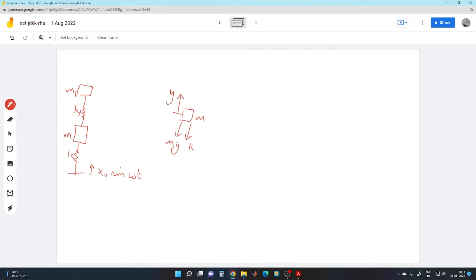So for expansion, if this displacement is y and this displacement is y1, we assume y is greater than x naught sine omega t. So y minus x naught sine of omega t will be the extension, and multiplied by k will be the downwards acting force. Then there is the third force due to k1. If this k1 force is downwards, we are assuming that y is greater than y1. So here we write it as y minus y1.